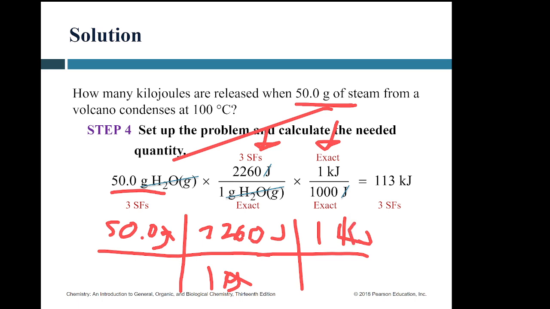Whoa. I need to restart my computer. 1,000 joules. There we go.